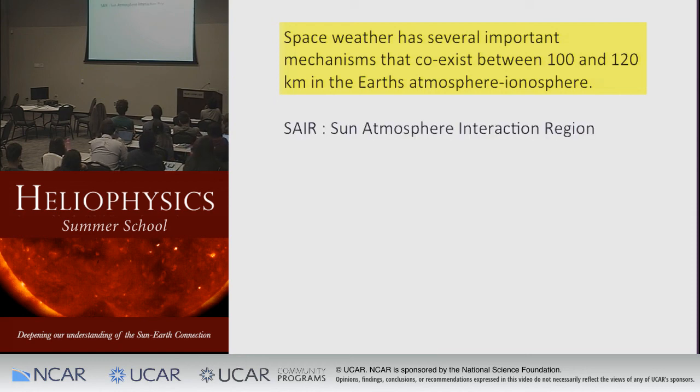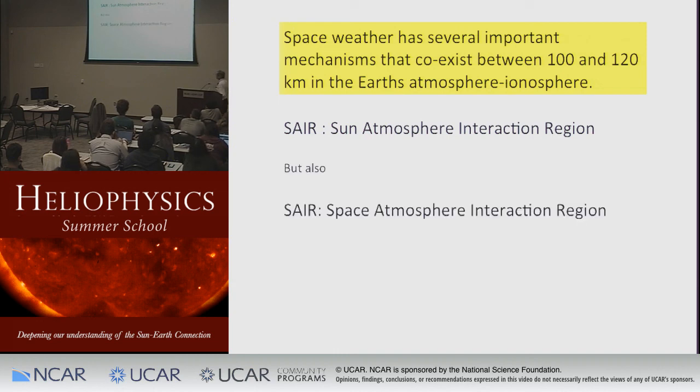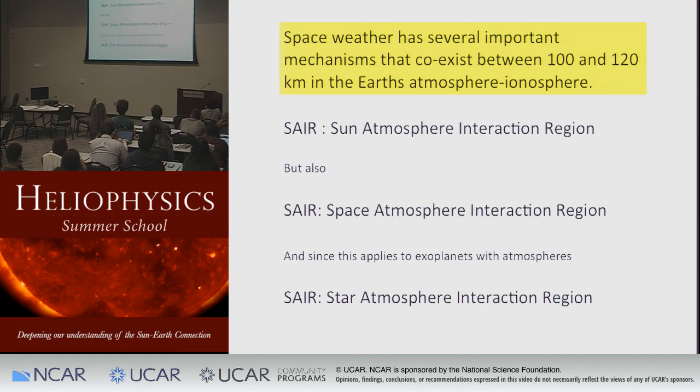So we're going to introduce now what the acronym SARE meant. The Sun-atmosphere interaction region is one way of looking at it. But you can also regard it as a space-atmosphere interaction region. And eventually this afternoon, we're going to treat it as the star-atmosphere interaction region. So as we get into exoplanets and know something about their atmospheres, we can readily understand how the ionosphere, this region that we're talking about, this band, protects a lower atmosphere from a higher one.